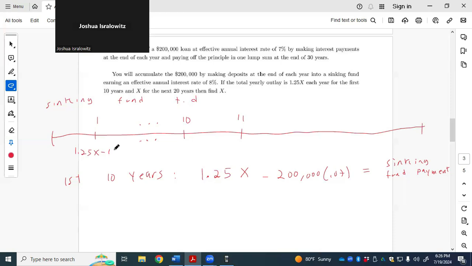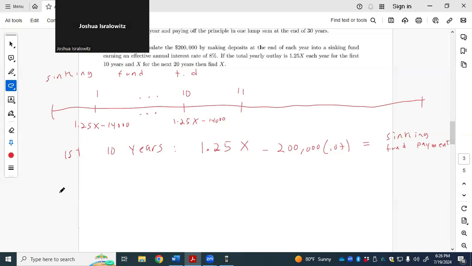1.25x minus 14,000. For this problem, I would definitely draw a time diagram, because a lot of people screwed some things up. Some people did really weird stuff here. I was really confused as to the reasoning that some people employed.